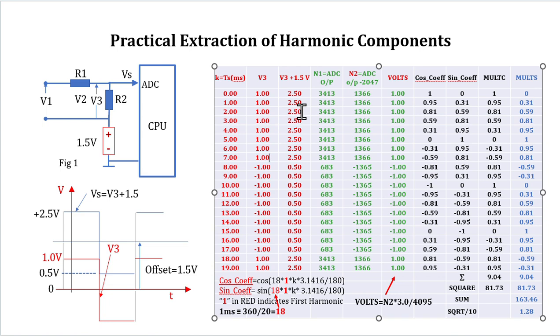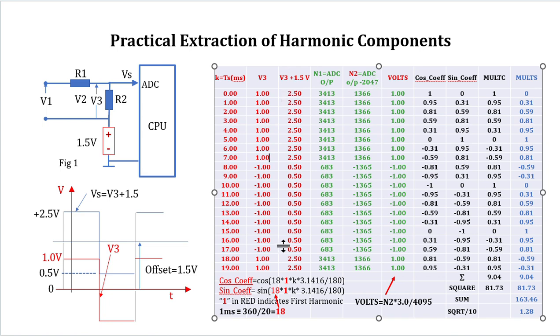Now, as you did in the RMS value calculation, this data is fed to the ADC, and the ADC will do this conversion. 2.5 becomes 3413, so it is 3413 constantly up to this. Then 0.5 becomes 683, so it is 683 up to this. Once again, you had 2.5 and 2.5, so 3413. From this, we are subtracting 2047 because we have added plus 1.5. So plus 1.5 means 2047. From these samples, you subtract 2047.